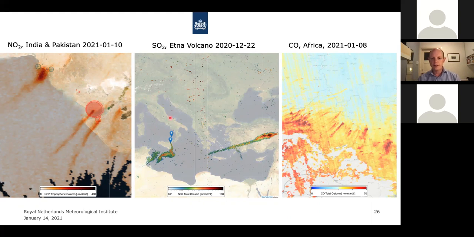In the middle panel, you see SO2. In this case, it's from a natural source. This is from the Etna volcano, which was quite active in late December of last year.